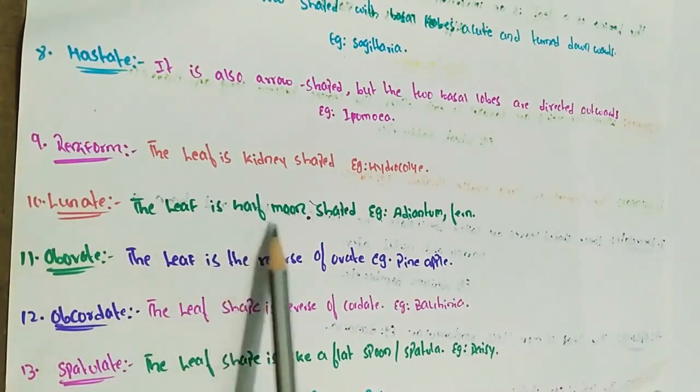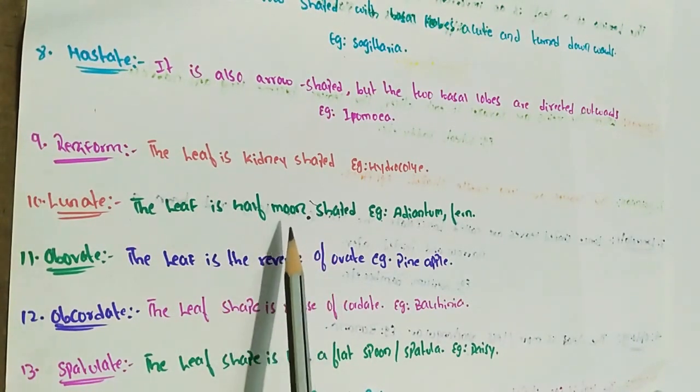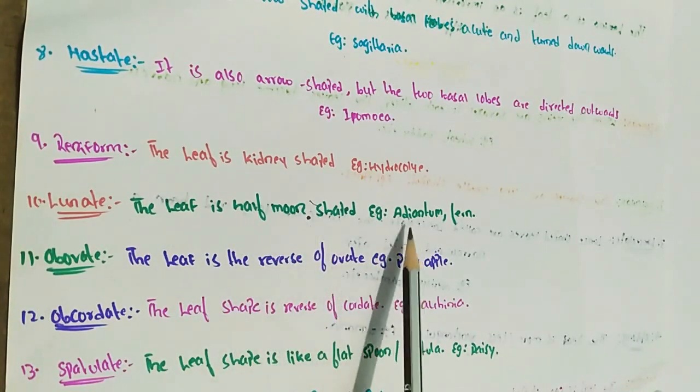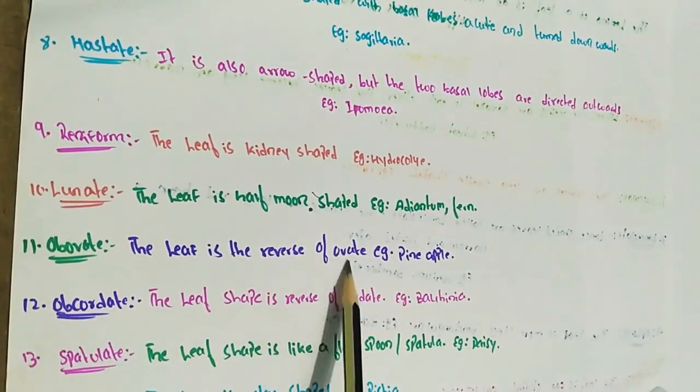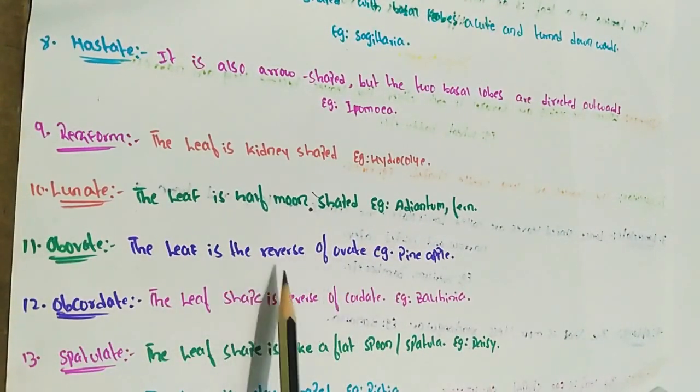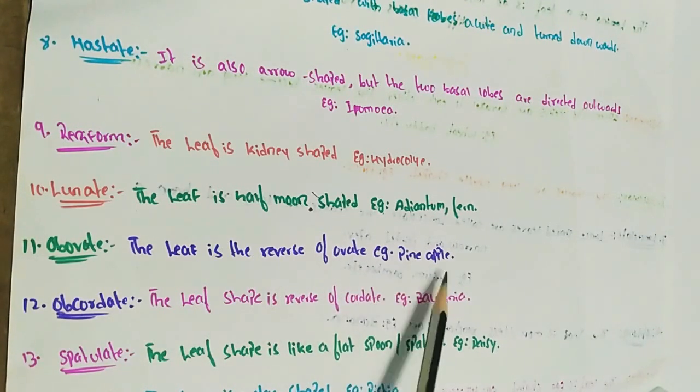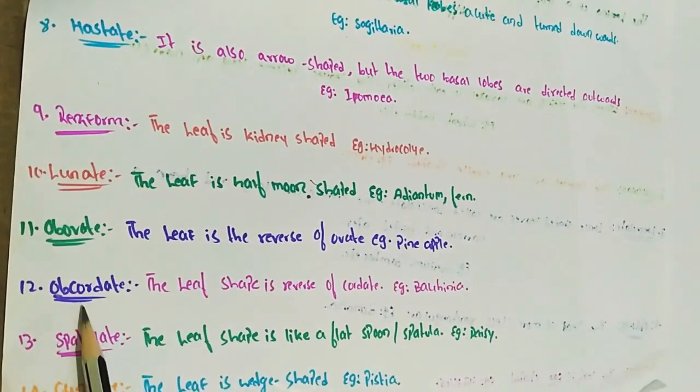Tenth type, lunate. The leaf is half moon shaped. Example, adiantum and fern. 11th type, obovate. The leaf is the reverse of ovate. Example, pineapple. 12th type, obcordate.